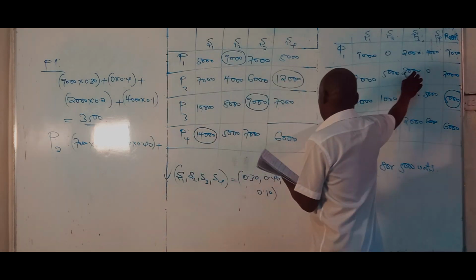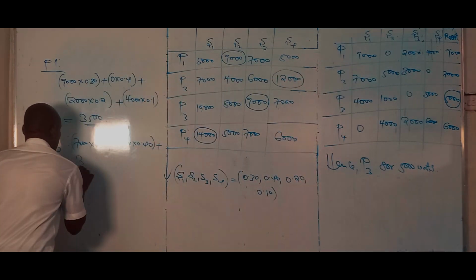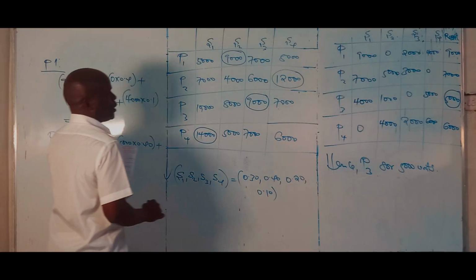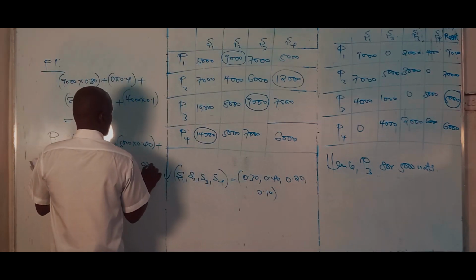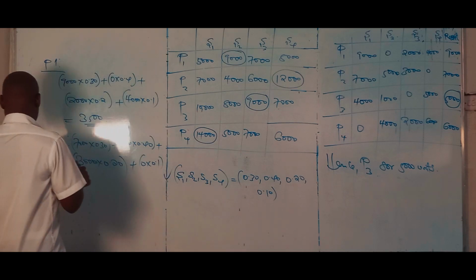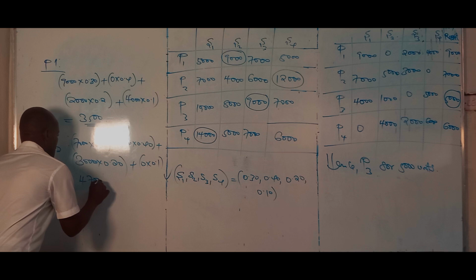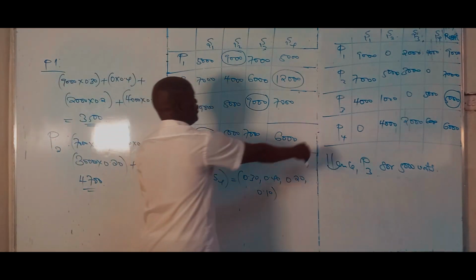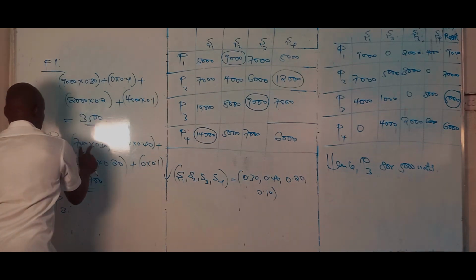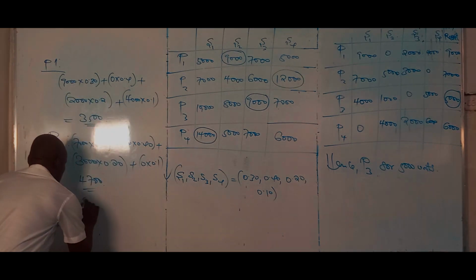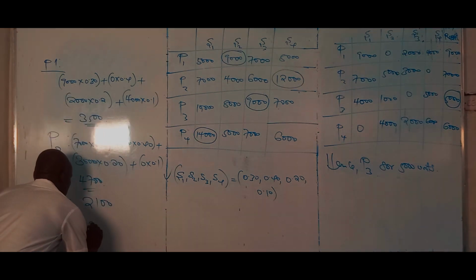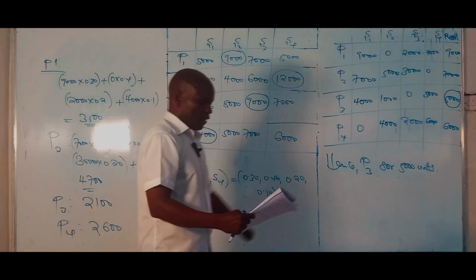plus 3,000 times 0.20 plus 0 times 0.1. Now, if you work this out again, what you should get is 4,700. So doing that for P3 and P4, doing the same thing we have done to P1 and P2, for P3 we'll be getting 2,100. And for P4, we are going to get 2,600. That's what we have, 2,600.